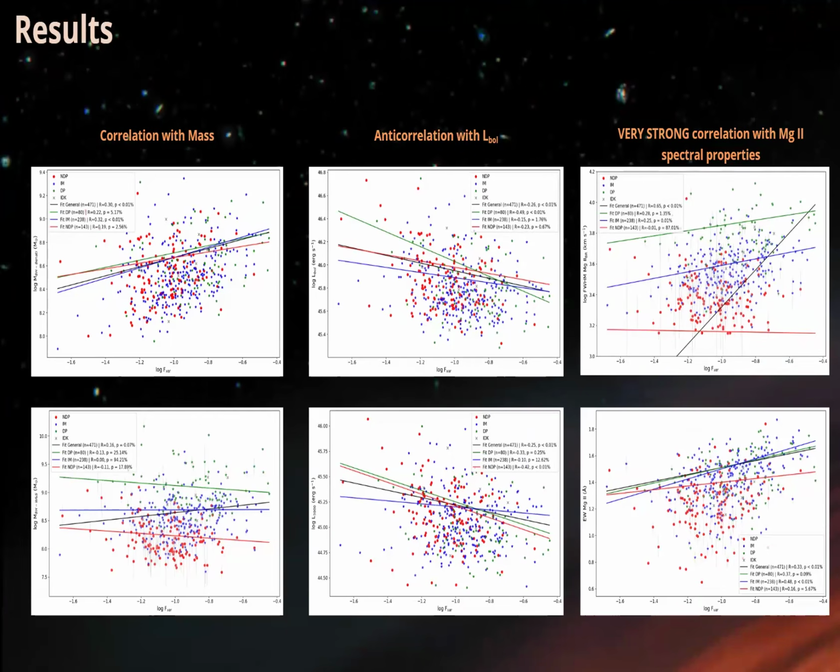Thank you. Okay, so this paper is still in development, but our main results are here. The correlations with the mass are positive, independent of the method that we use to estimate the mass. We also confirmed that the anticorrelation between bolometric luminosity and FVAR is true. And our strongest correlations were found with the spectral properties of magnesium 2. We don't know why, but it is there.